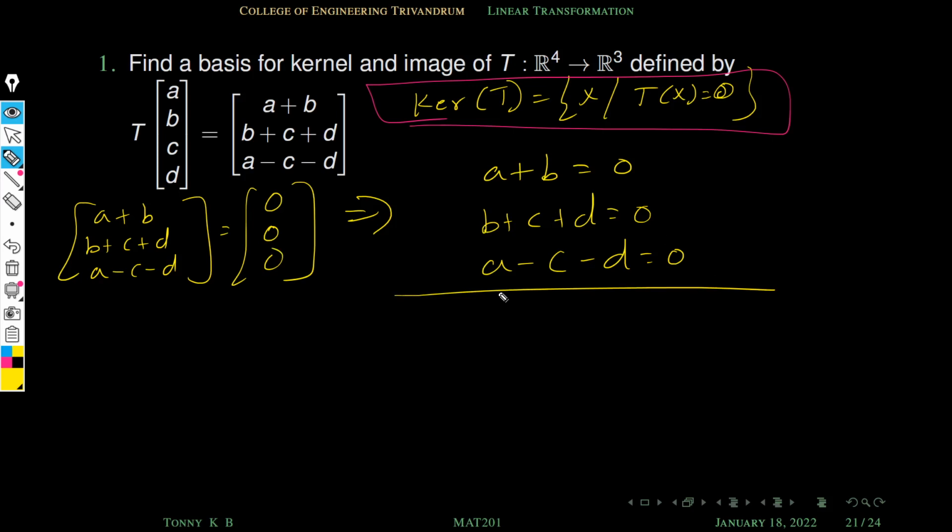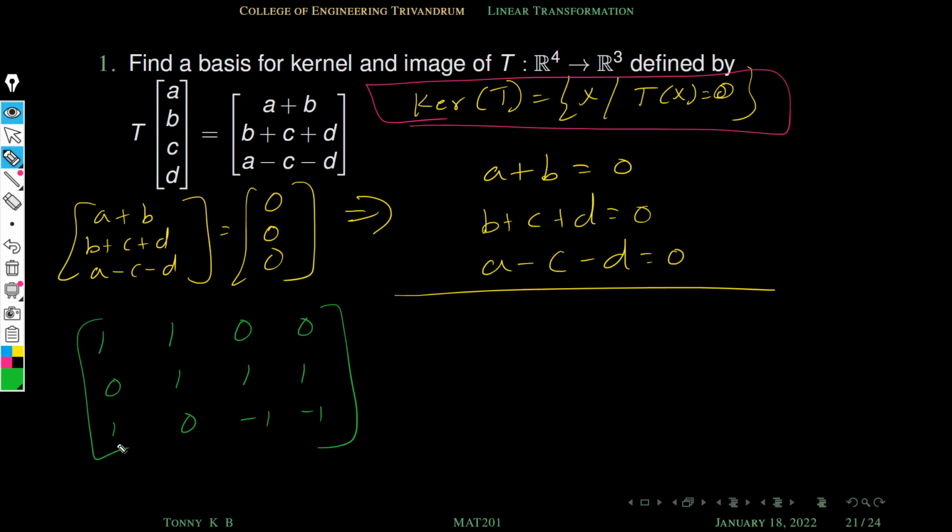Okay, how to solve? Better you use Gauss elimination method. So this is the matrix corresponding to the system: 1 1 0 0, 0 1 1 1. Right, here b is 0, the coefficient of b is 0, so 1 0 minus 1 1. Next we have to convert this into echelon form using row reduction.